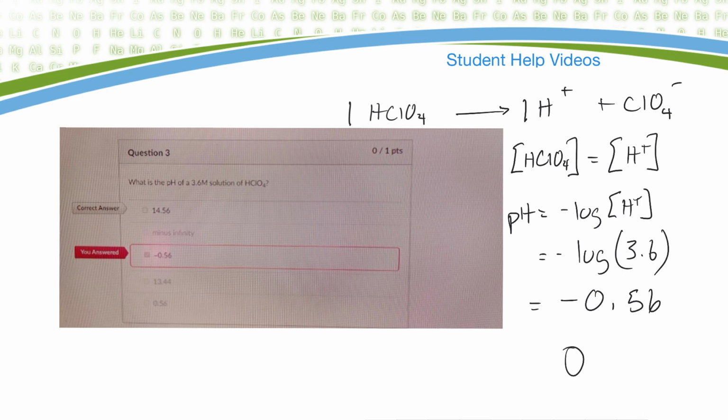Now, if they would have asked for the pOH, then I'd have gone 14 minus whatever I got from my pH. So in this question, it looks like you were marked wrong, but that is indeed the correct answer. Okay.